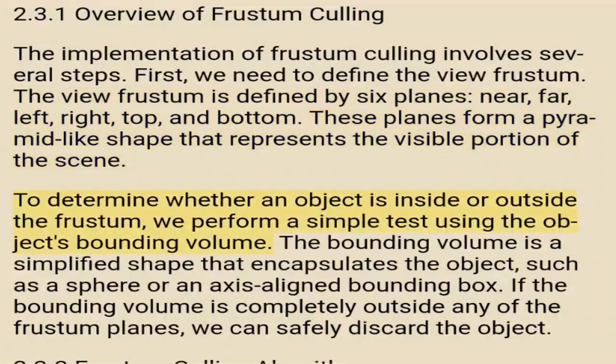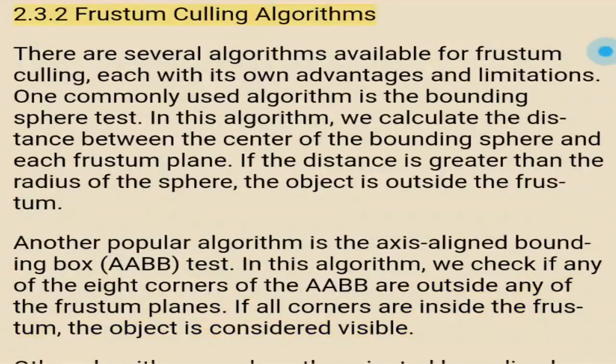To determine whether an object is inside or outside the frustum, we perform a simple test using the object's bounding volume. The bounding volume is a simplified shape that encapsulates the object, such as a sphere or an axis-aligned bounding box. If the bounding volume is completely outside any of the frustum planes, we can safely discard the object.